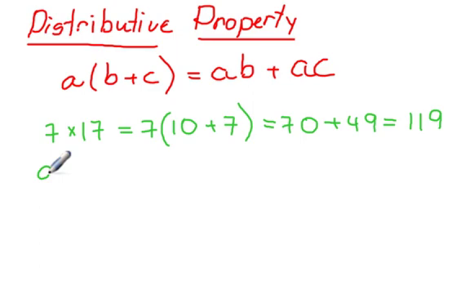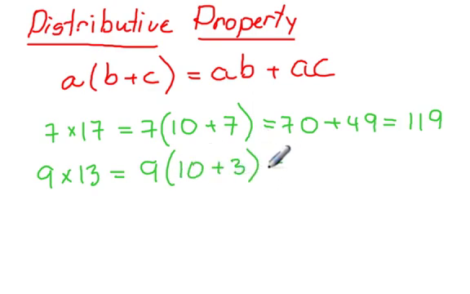Let's try another example. 9 times 13. Again, you could split 13 into 10 plus 3. And now 10 times 9 is 90. And 3 times 9 is 27, so that equals 117. What if you had bigger numbers?